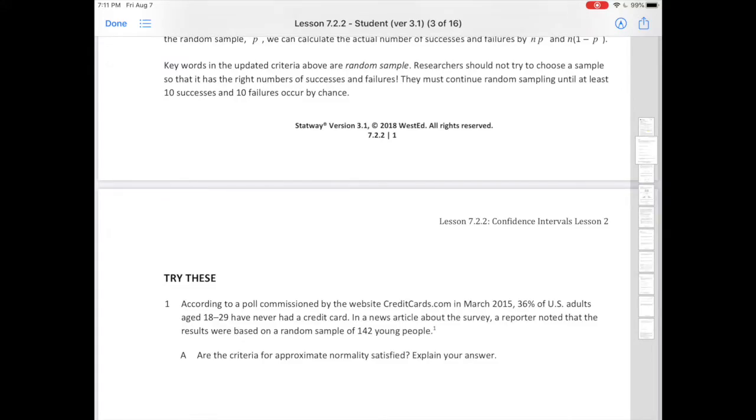Keywords in the updated criteria above are random sample. Researchers should not try to choose a sample so that it has the right number of successes and failures. They must continue random sampling until at least 10 successes and 10 failures occur by chance. This is extremely important, okay? The sample needs to be random.